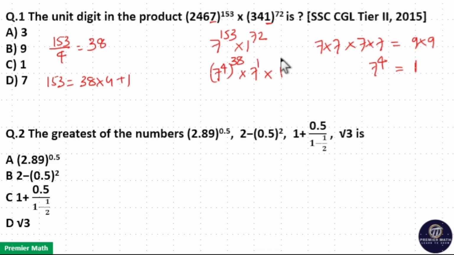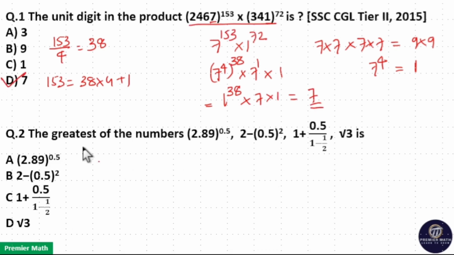Now we have 1 raised to 72 is 1. Now 7 raised to 4, unit digit is 1. So this will become 1 raised to 38 and 7 raised to 1 will become 7. So here unit digit is 7. Option D is your answer. Unit digit is 7 here.